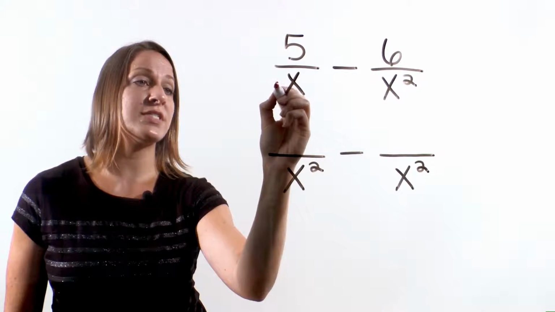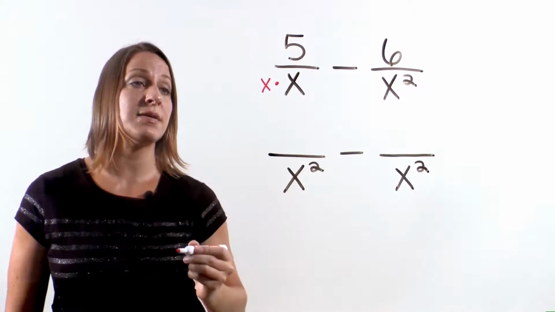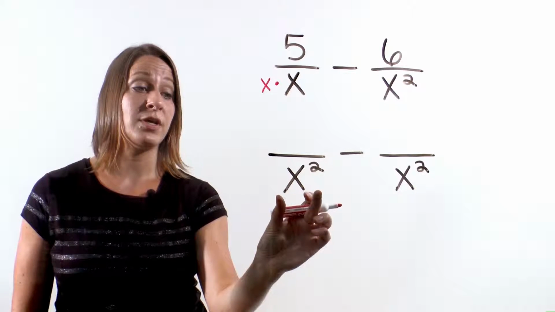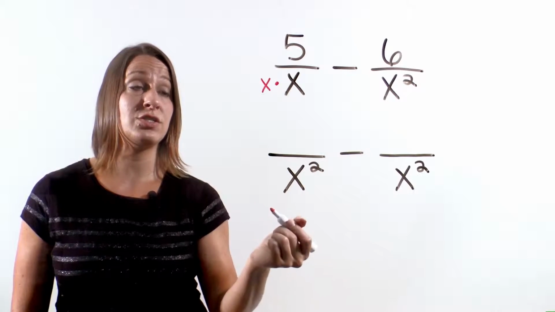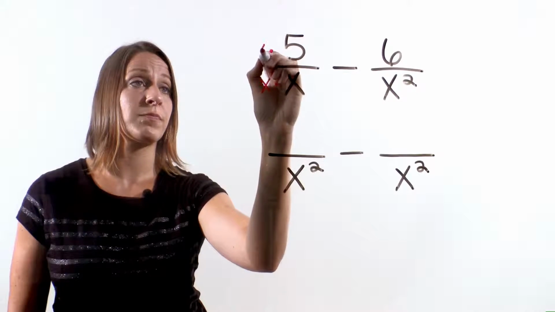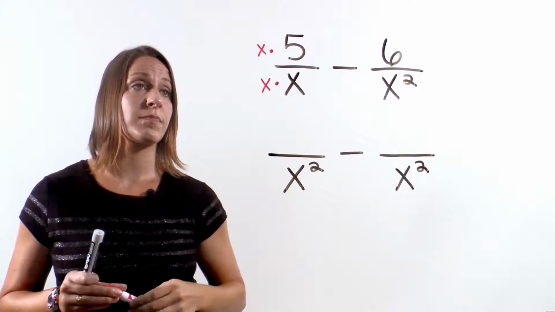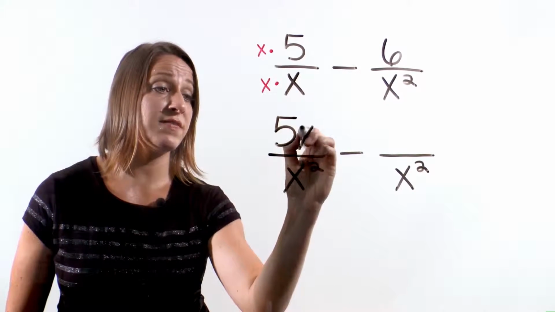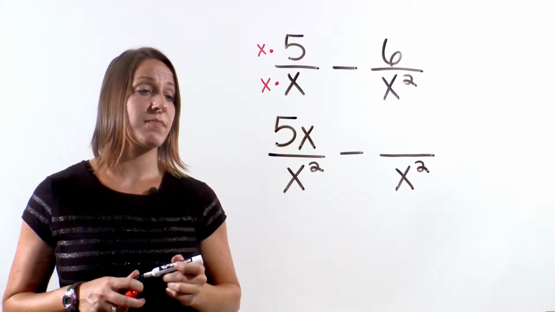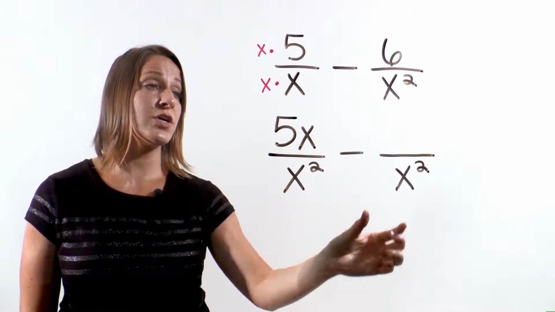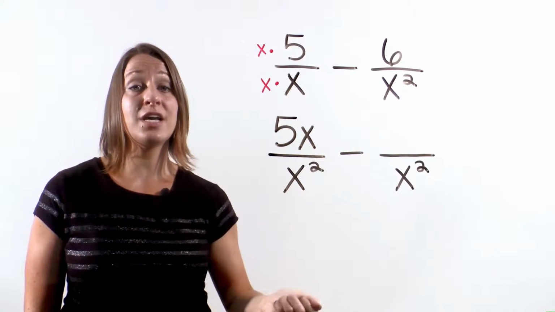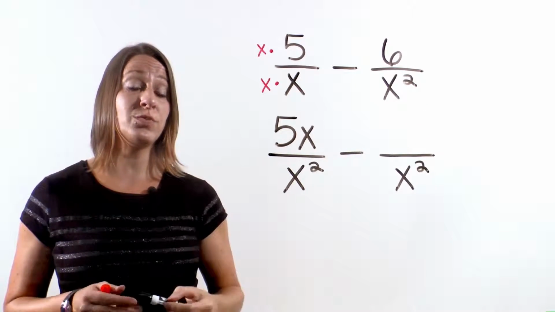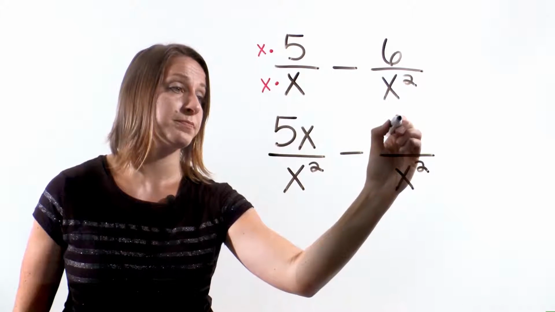Our first denominator was an x. We multiplied it by another x to get to the new denominator, x squared. So we also have to make that change to the numerator. 5 times x is 5x. Over here, notice that our denominator did not change. Because our denominator did not change, our numerator does not change.